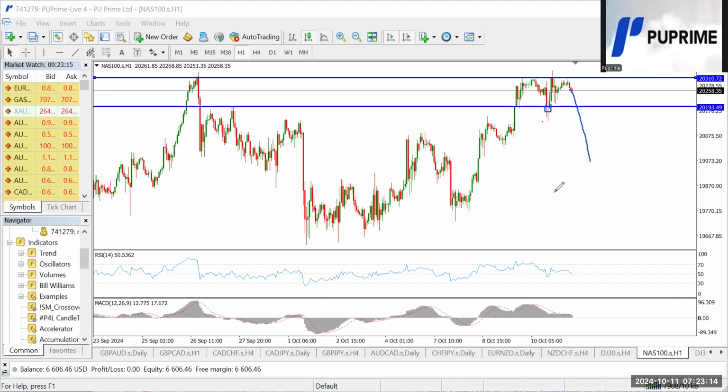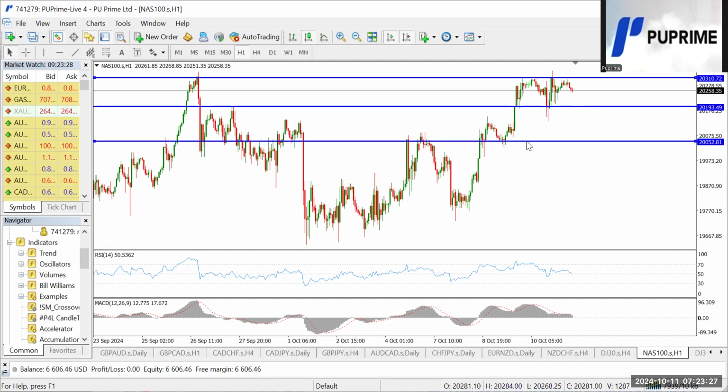Now, if you're not trading NAS 100, I will encourage you not to bother, because it can be volatile. Those who trade it understand the characteristics of the instruments they are trading. So I'm bearish on NAS 100, and you can target this minor support level as a take profit.